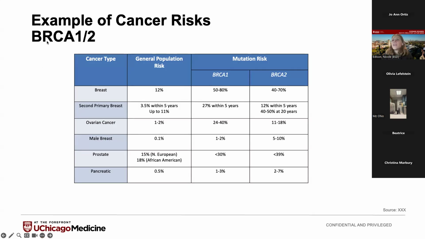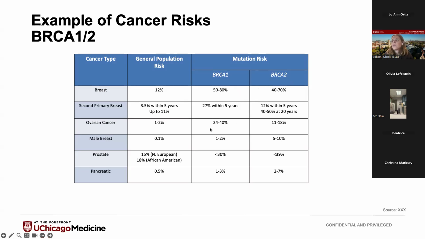So this is an example of cancer risk. BRCA1 and 2 are the two most common genes that people think about when they think about an increased cancer risk. Usually these are for breast and ovarian cancer. And it's just showing you how high these risks can be. If you're an average person, your risk of breast cancer is about 12%, meaning 12 in 100 women will get breast cancer, versus if you have BRCA1 or 2, that risk is as high as 70 to 80%, meaning much more likely than not, you're going to experience breast cancer within your lifetime.